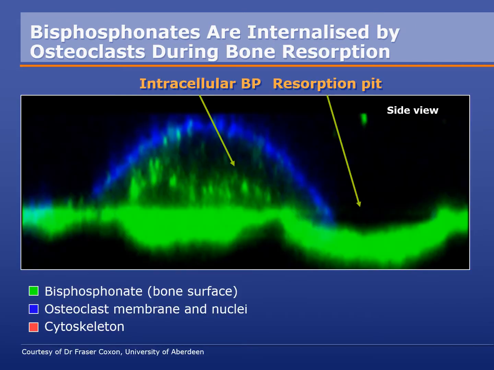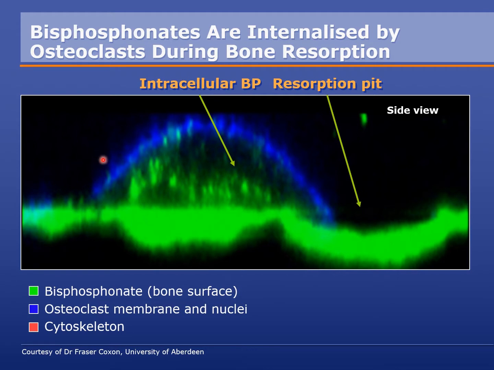And once they're in the skeleton, they interfere with the activity of the bone resorbing cells. And so this is another experiment with a labelled bisphosphonate. We have a bone surface here, and it's been treated with a bisphosphonate that's got a green label on it, so we can see all the bisphosphonates sitting at the bone surface along here.